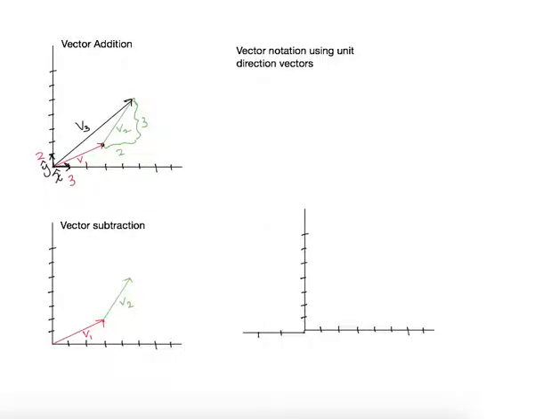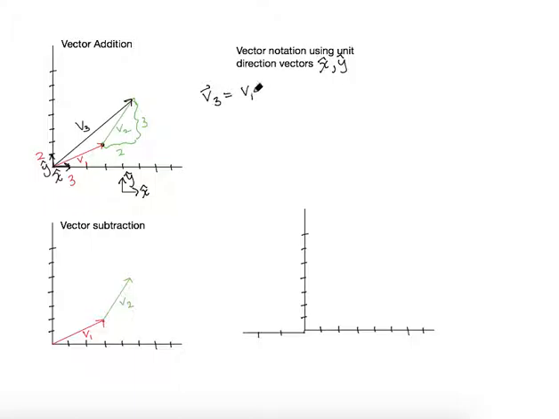So I'm going to talk about vector notation using unit direction vectors, namely the x hat and y hat vectors. First, they're called unit direction vectors because they have a magnitude of 1, but they have direction, right? Okay, so let's just dive in. Say, using these unit vectors in vector addition.